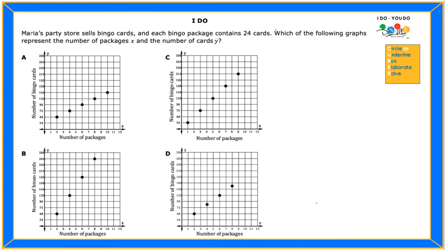Maria's party store sells bingo cards and each bingo package contains 24 cards. Which of the following graphs represent the number of packages X and the number of cards Y?